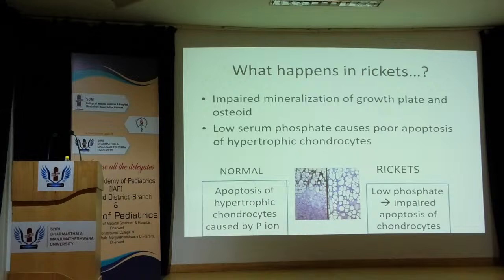So this is a very soft bone, so it starts bending also. Understood the basics of rickets? So this is the cause for bony deformities: the role of phosphate, the role of parathyroid, the role of hypocalcemia, and the role of vitamin D in rickets. Clear till now? Are you with me?